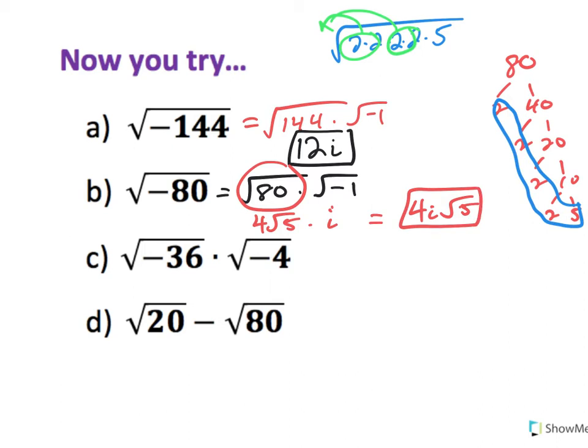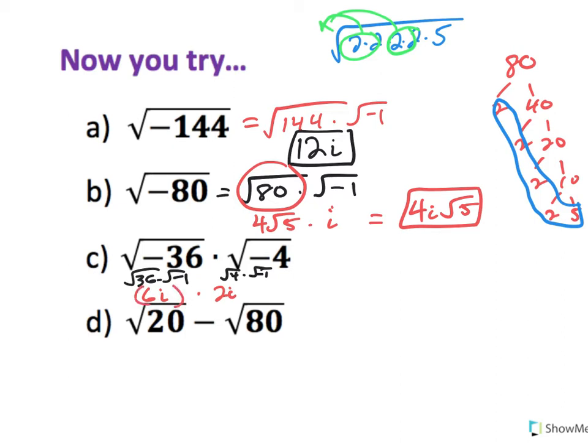The next one, if I have a square root of negative 36 times the square root of negative 4, well, the square root of negative 36, that's 36 times negative 1, and the square root of 36 itself is 6. The square root of negative 1 is i. So that first term becomes 6i. The second one, doing that same process, I believe you get 2i, because it comes from the square root of 4 times the square root of negative 1, so it would be 2i.